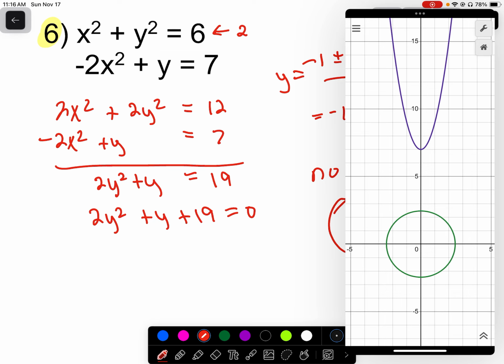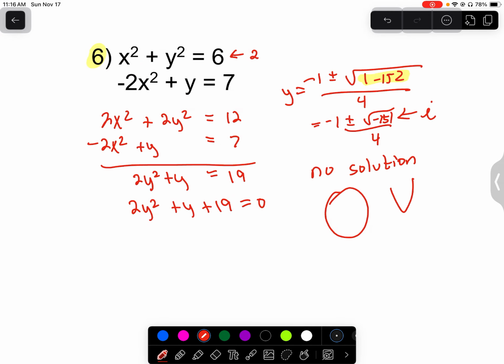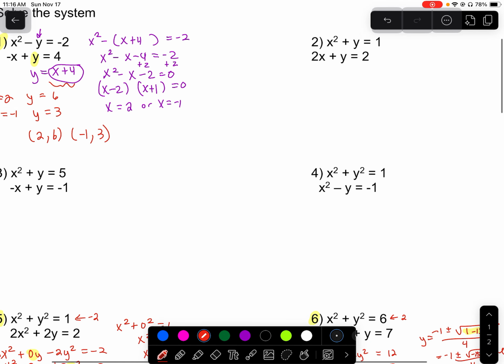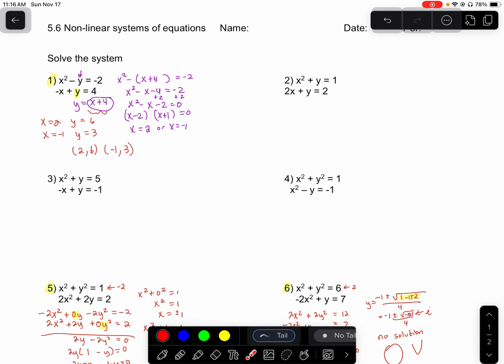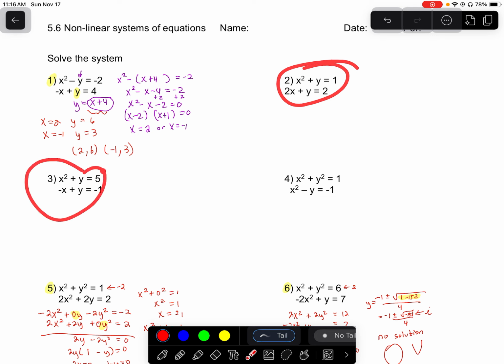So that is systems of nonlinear equations. Please, at this time, before the end of class, it is your job to finish 2, 3, and 4. Give those a shot and then turn those in by the end of class.